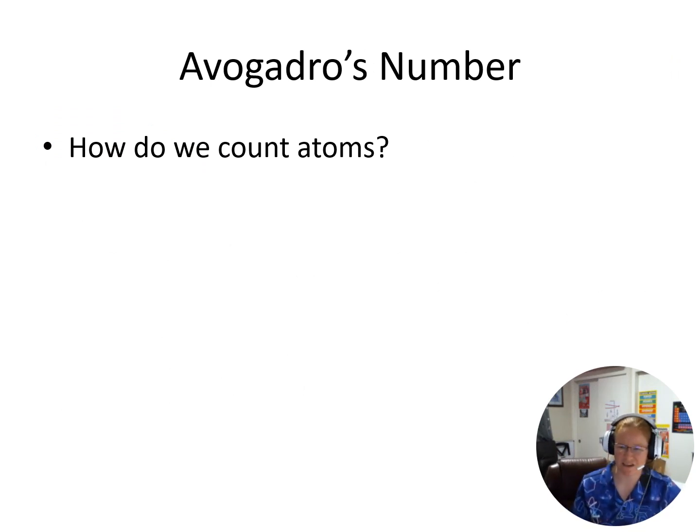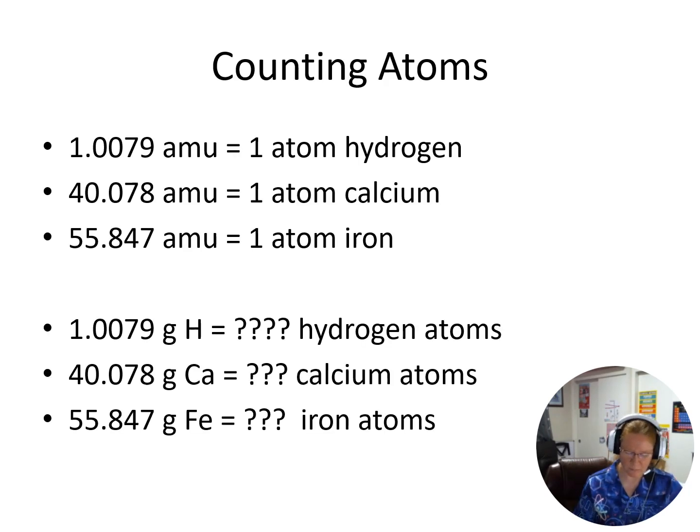I can't sit there and count out individual atoms. We know some stuff on the periodic table. I can look at the periodic table and I get these atomic mass units. So 1.0079 atomic mass units is one atom of hydrogen, or 40.078 atomic mass units is an atom of calcium. But let's say I weigh out 1.0079 grams of hydrogen. Well, how many atoms is that? What about calcium? What if I weigh out 40.078 grams of calcium? How many calcium atoms is that?